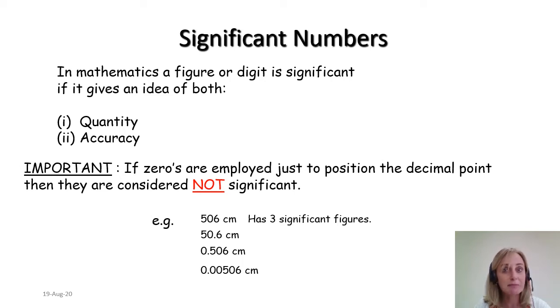50.6 is the same. It also has 3 significant figures. So even though it's a decimal, the number starts at the 5 and ends at the 6, and after that there isn't anything else there. So it's 3 significant figures also.